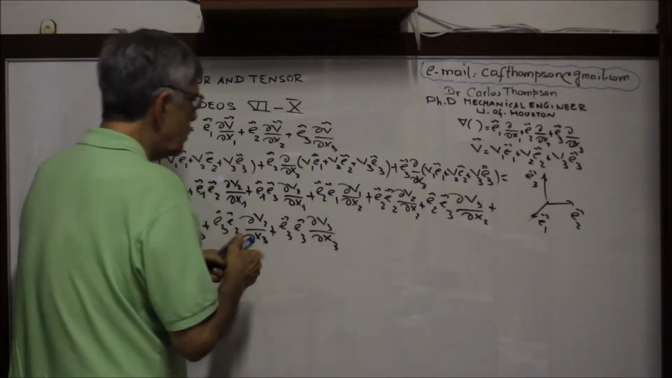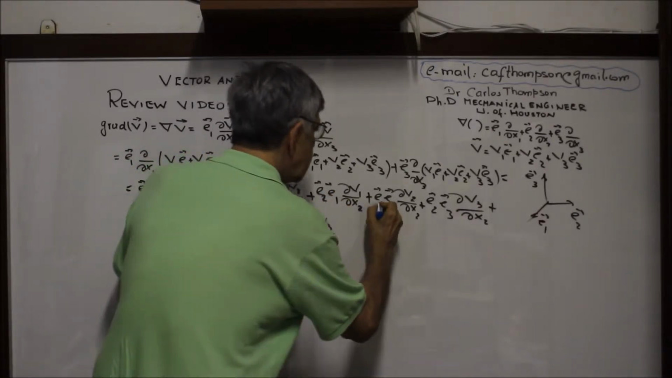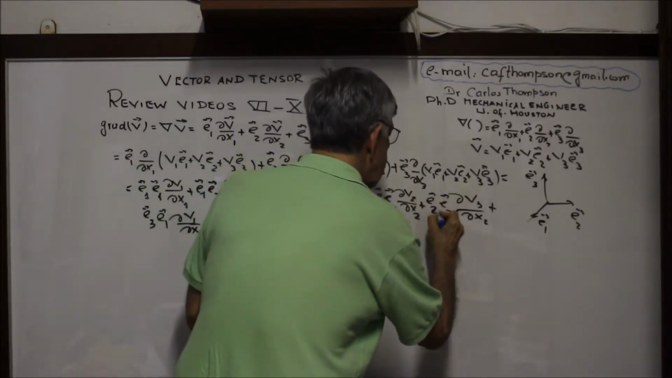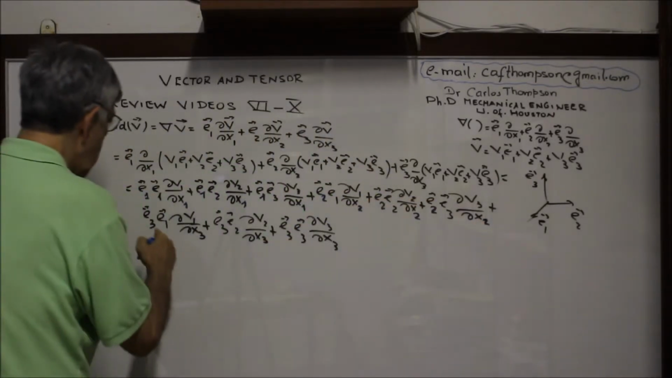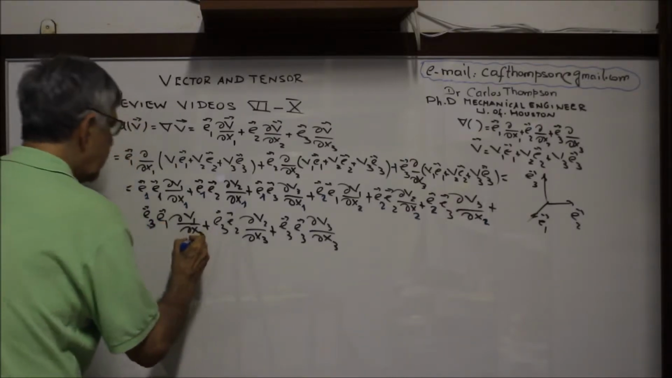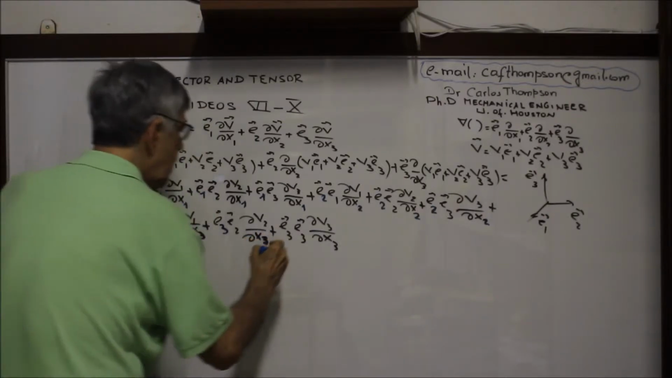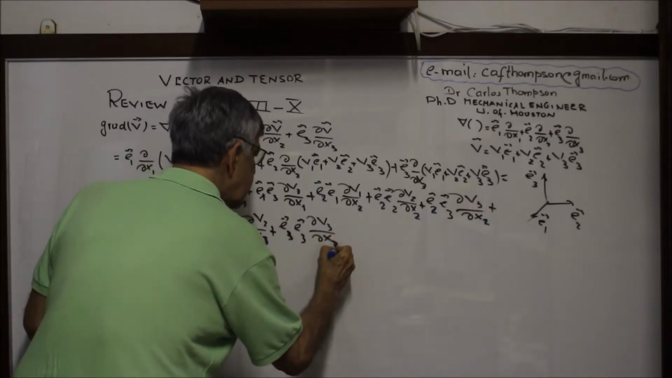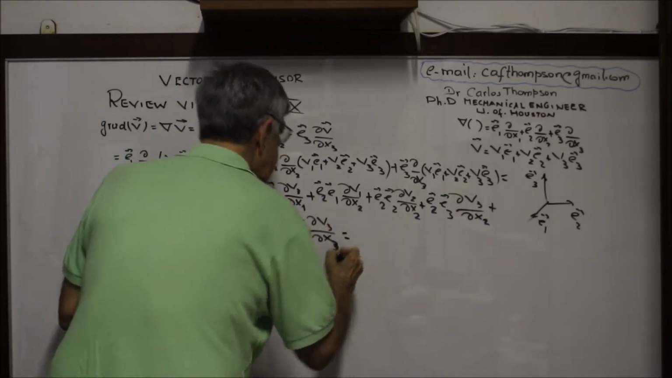Now let's do this here. So this is e2, this is e2, and this is x2. You see the blue one? Now e3, x3, e3, x3, and e3, x3. We can do it like this.